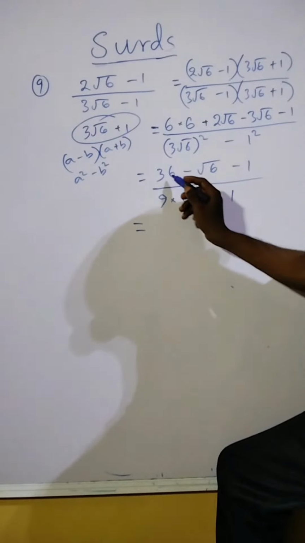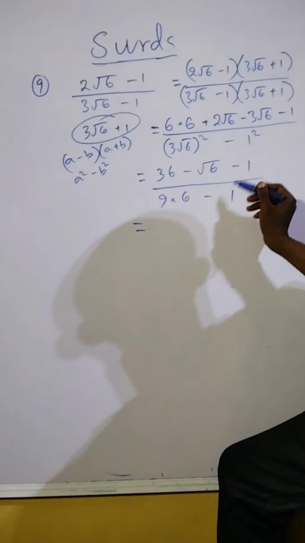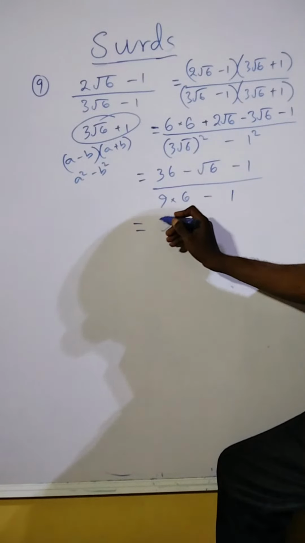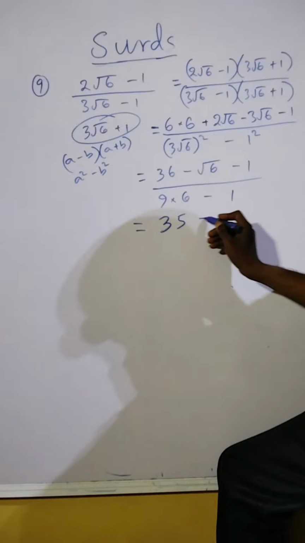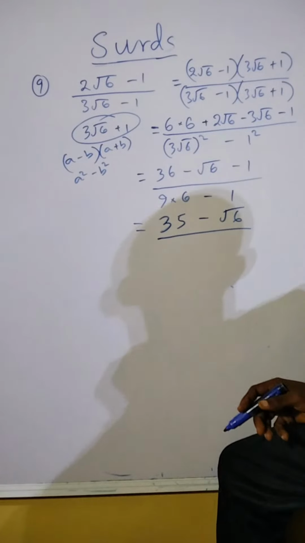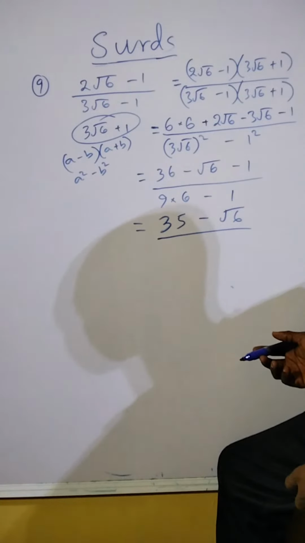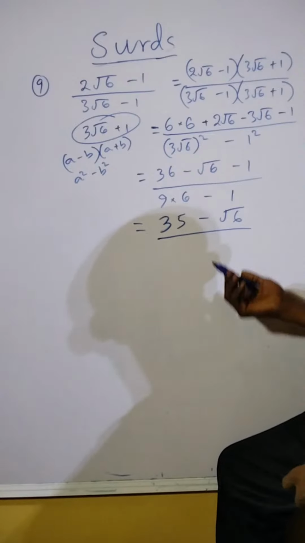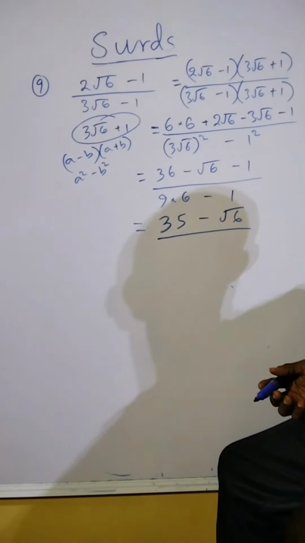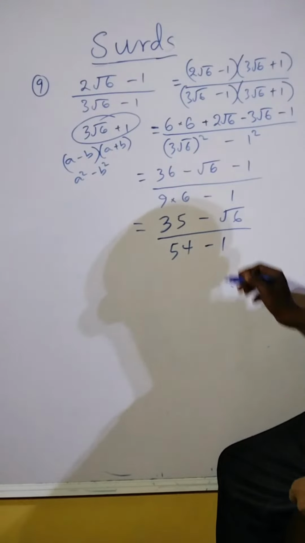Then this becomes 36 minus 1. You can bring this together, and 36 minus 1 is 35. Then minus root 6 over 9 times 6. That gives us 56. I mean 54. That's 54, right? So we have 54 minus 1.